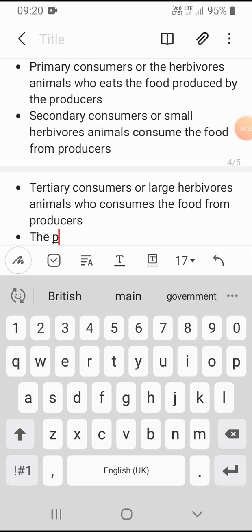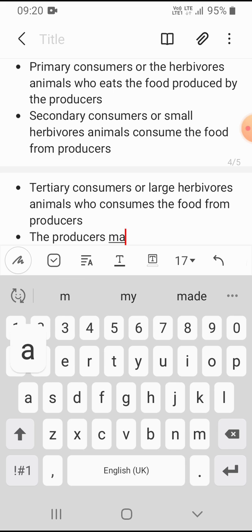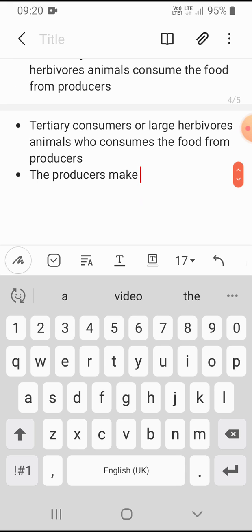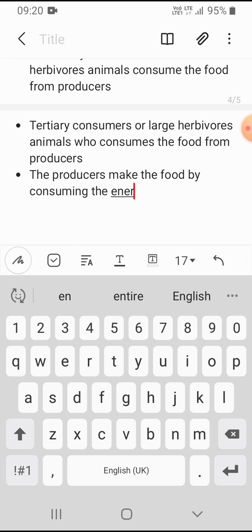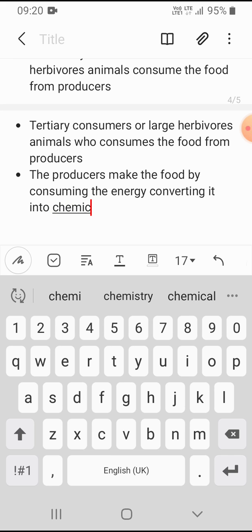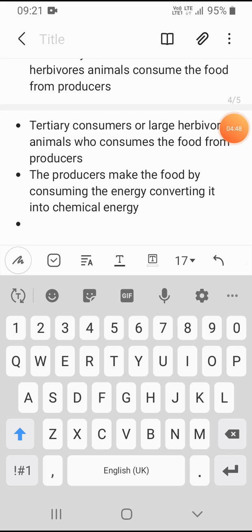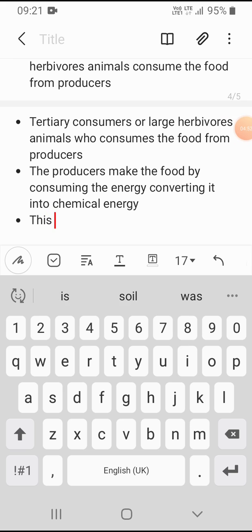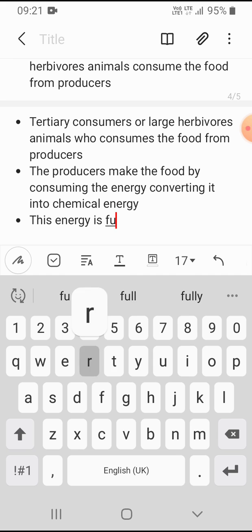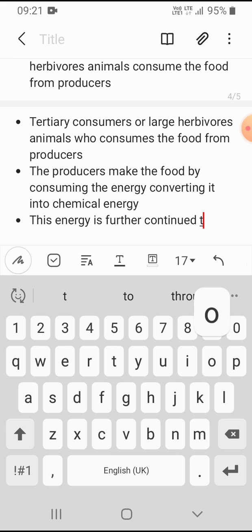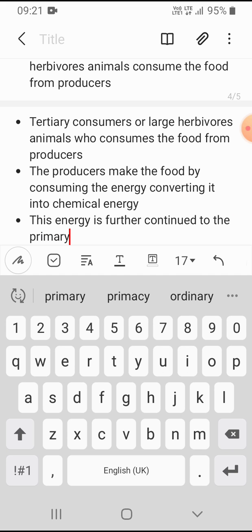As you know, the producers, the plants, make the food by taking in the sunlight, the energy, and converting it into chemical energy. They convert it into chemical energy and they produce the food, as you know. This energy is further continued to the primary, secondary and tertiary organisms.